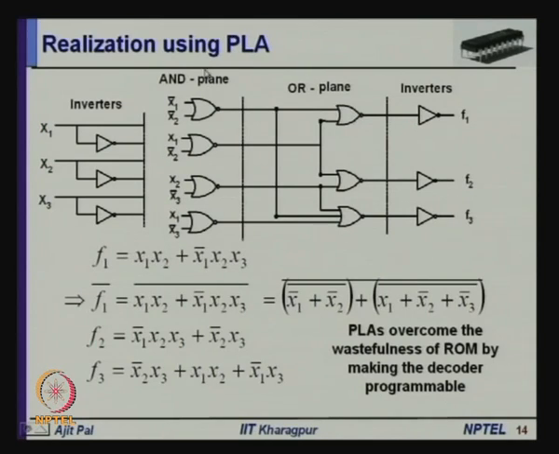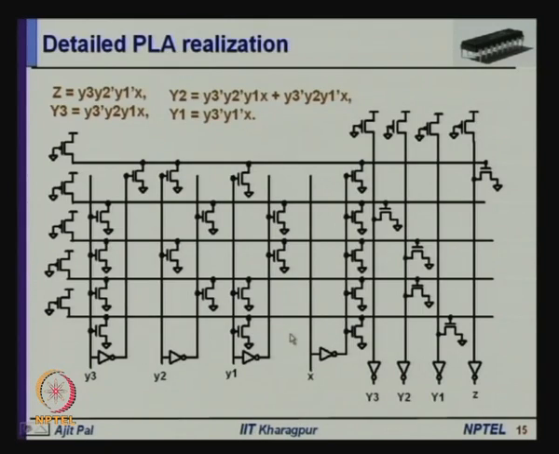So, you have made the decoder part programmable with the help of this AND plane, and then this OR plane is somewhat performing the function of that encoder of that ROM, and you are getting the necessary outputs, and of course, you will require an inverter and you can get the functions. So, the realization of the functions that you have already done, in terms of transistors, I have shown here.